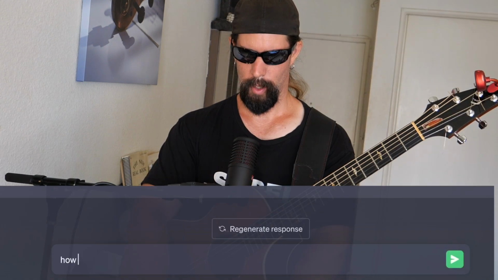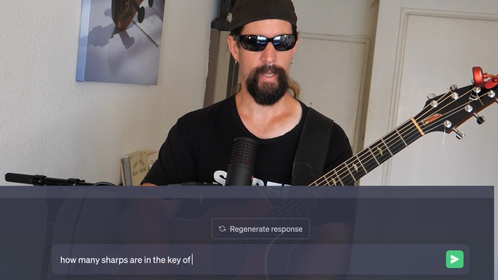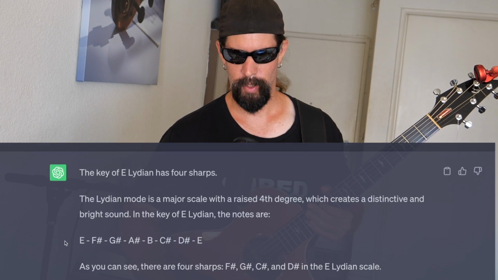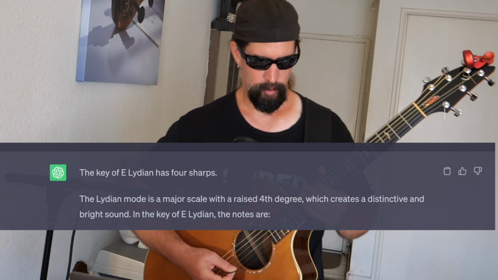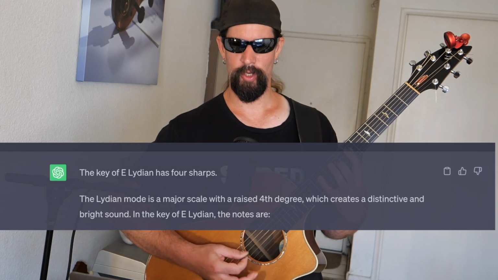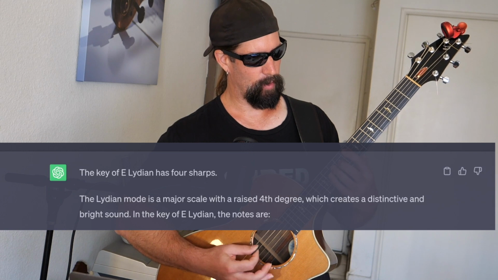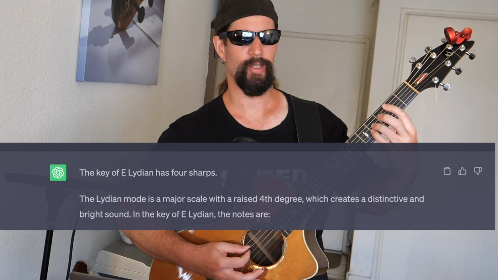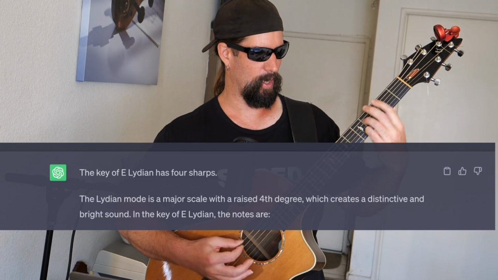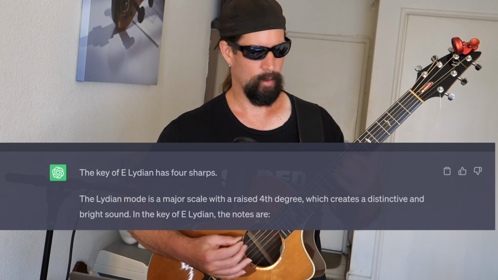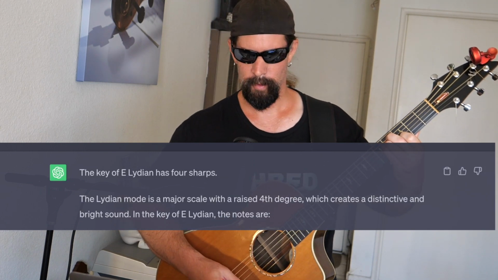That's incorrect. How many sharps are in key of E Lydian? Key of E Lydian has 4 sharps. That's false. That's completely false. The chat is thinking of E major, but E Lydian has that raised 4th degree, so it's actually relative to the key of B major. I'm losing my faith in artificial intelligence.